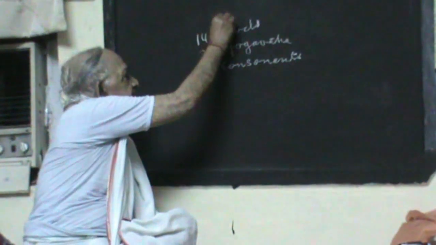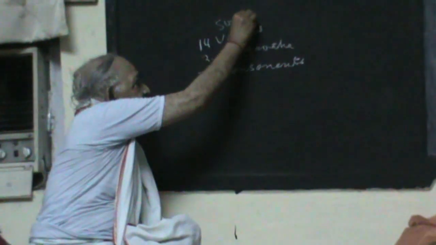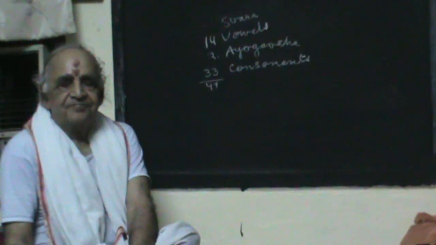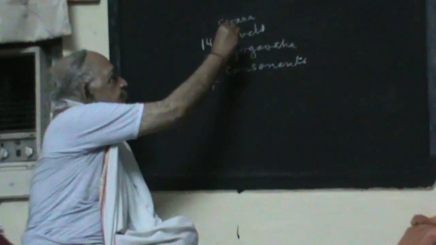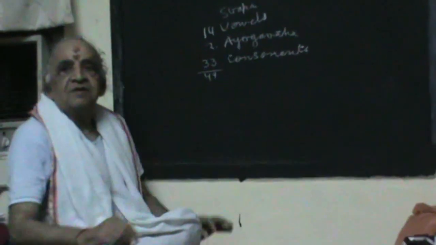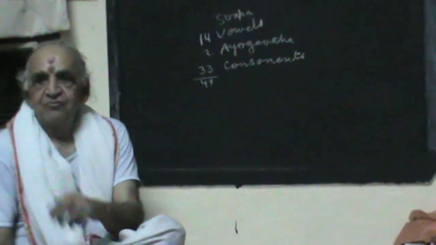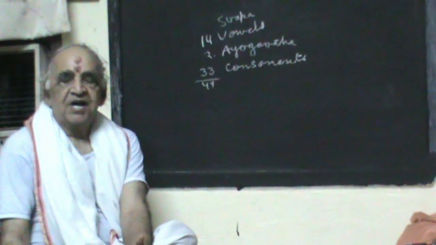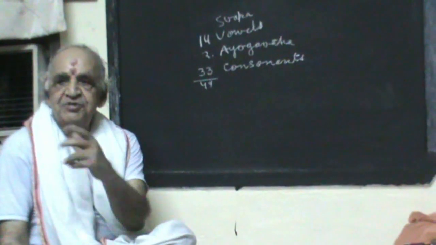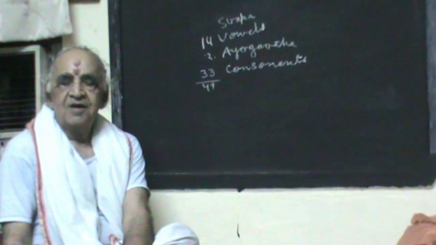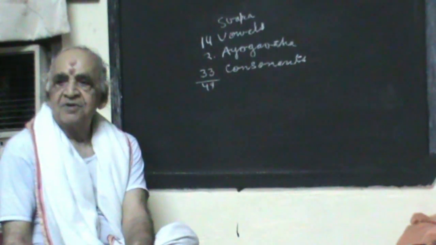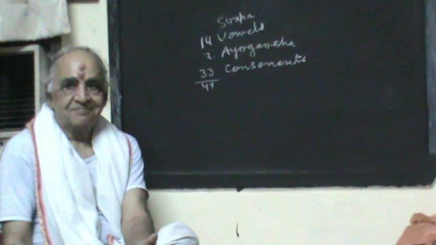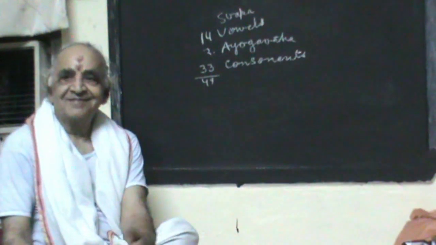Vowels in Sanskrit are called swara. We can split this word into swa plus ra. Swa means self, ra means shining, or raja, self-king, self-shining. So these vowels do not take help from any other letter. Therefore, self-king, self-shining.